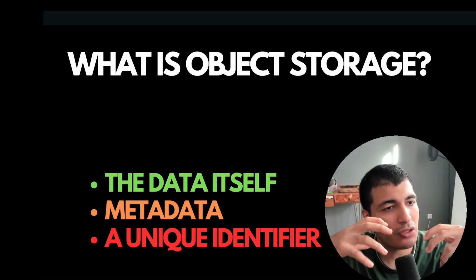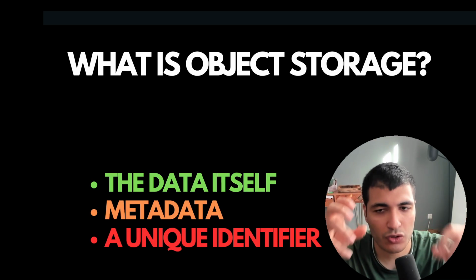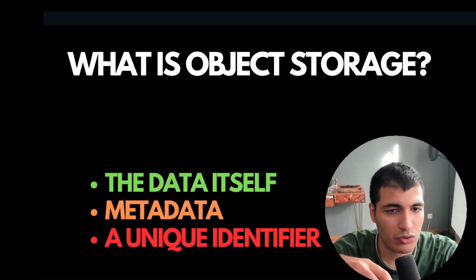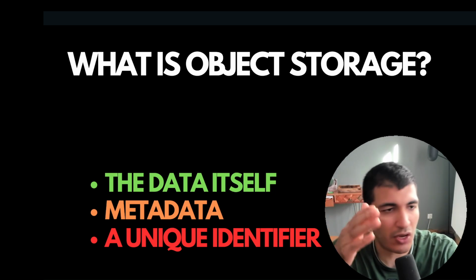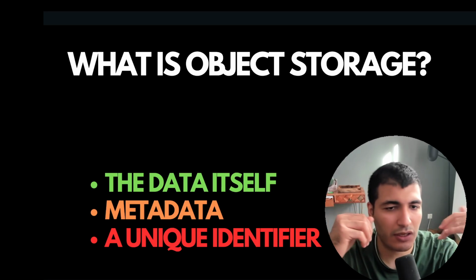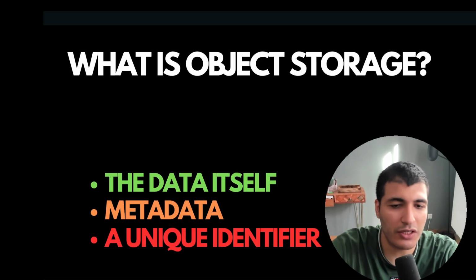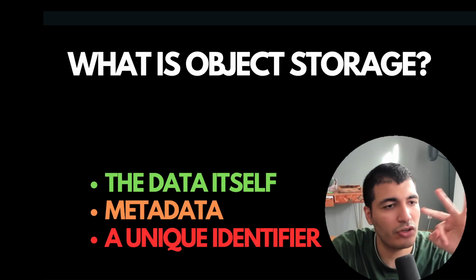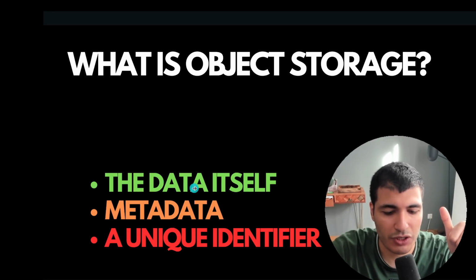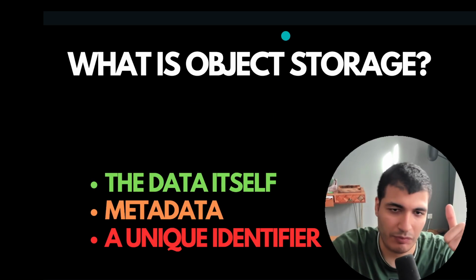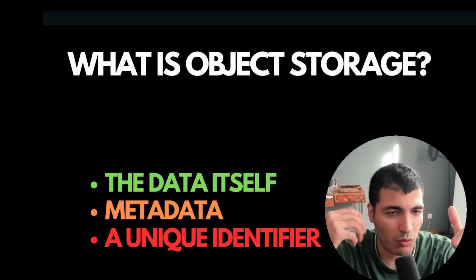So, what is object storage? Unlike traditional file storage, which organizes data in a hierarchical structure of folders and files, or block storage, which divides data into fixed size blocks, object storage treats each piece of data as a self-contained object. Each of these objects typically includes three key things. Number one, the data itself. This is the actual content, like your photo, your video, or your document, whatever it might be.